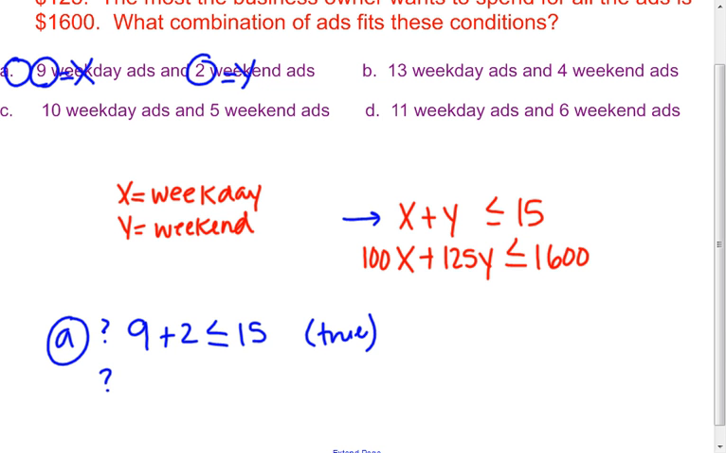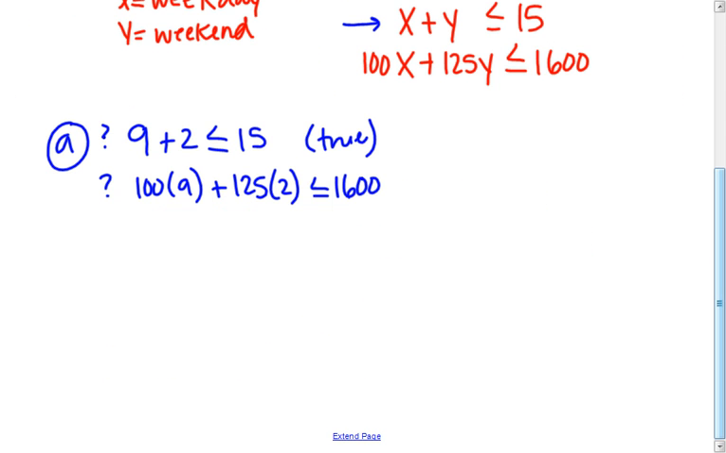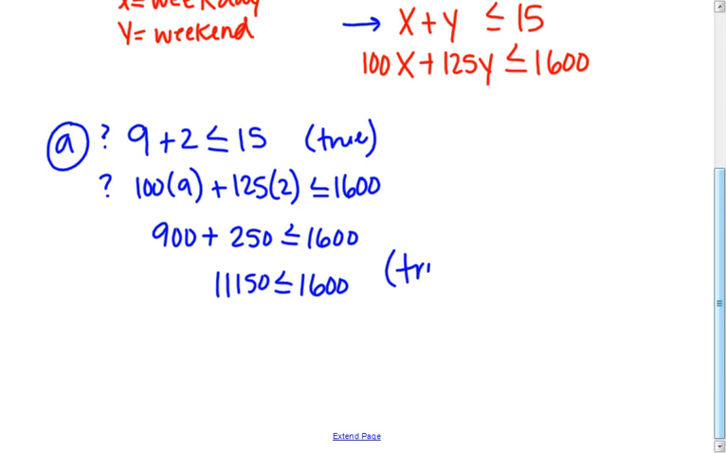Yep, that's true. Okay? That's what I want to figure out. Is 9 plus 2 less than or equal to 15? Yes. The next thing I need to figure out is 100 times 9 plus 125 times 2 less than or equal to 1,600. And you might need to do some simplifying. 100 times 9 is 900. 125 times 2 is 250. Is that less than 1,600? Yes, 1,150 is less than or equal to 1,600. So the second equation is also true. That means that A is a solution.